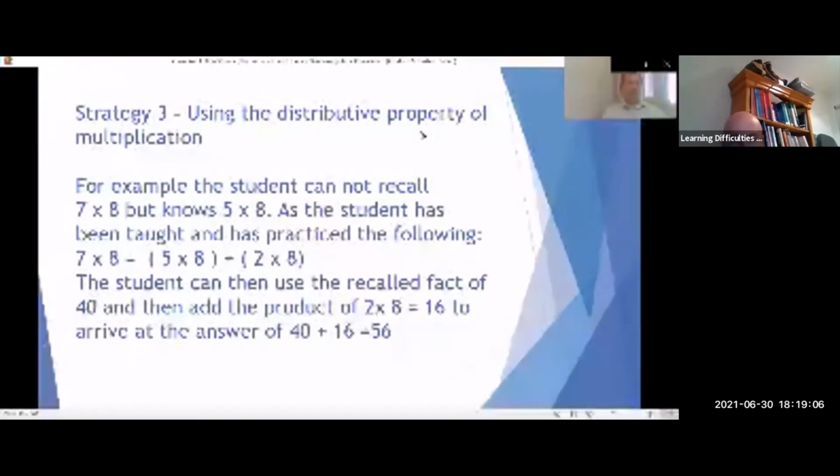So another strategy we teach the students is the distributive property of multiplication. So for example, a student knows 7 times 8.